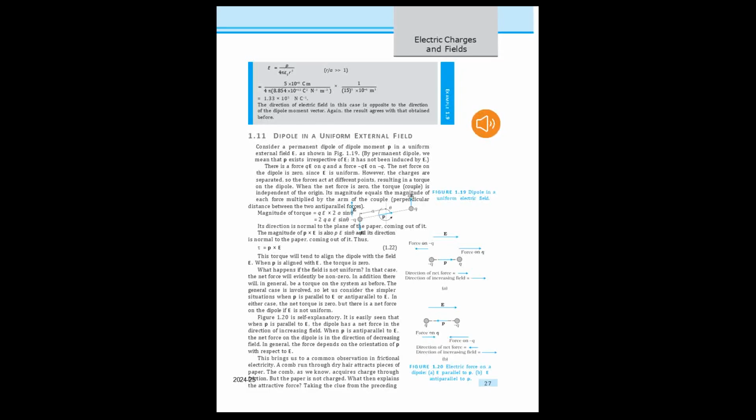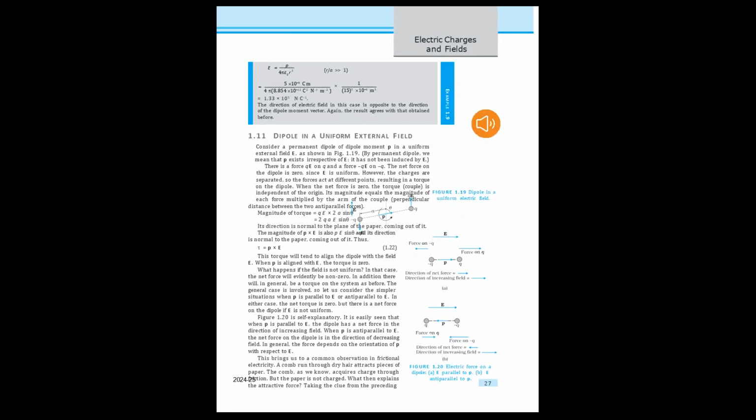Now, let us consider the case if the field is not uniform. In that case, the net force will be evidently non-zero. In addition, there will be, in general, a torque on the system as before. The general case is involved, so let us consider the simple situations when p is parallel to E or antiparallel to E. In either case, the net torque is zero, but there is a net force on the dipole if E is not uniform.